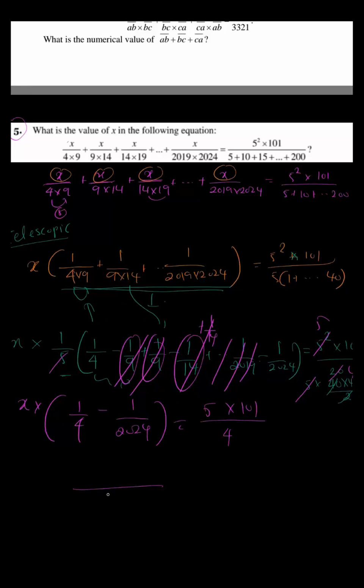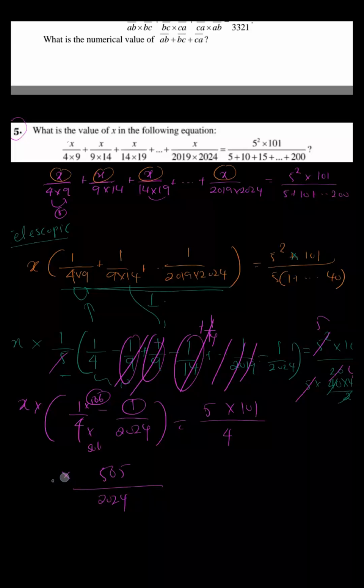Here we can simplify this as well, taking 2024 as common, and we know we have to multiply this by 506. So it should be 506 here as well. So 506 minus 1 is 505, times x, which would be equal to 5 times 101 over 4. We know this is equal to 505 as well. So x would eventually be equal to 2024 divided by 4, which is 506. So the answer for this question, where the value of x was asked, is 506.